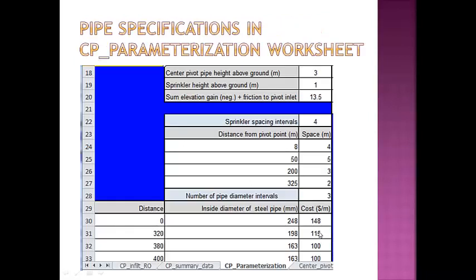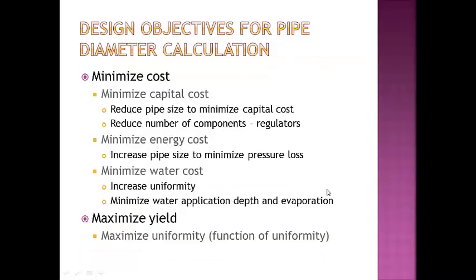There are also pipe intervals, and so from 0 to 320, the diameter is 248. From 320 to 380, it's 198. 380 to 400, it's 163. And so this is the cost per meter. So this would enable you to calculate costs of the pivot.